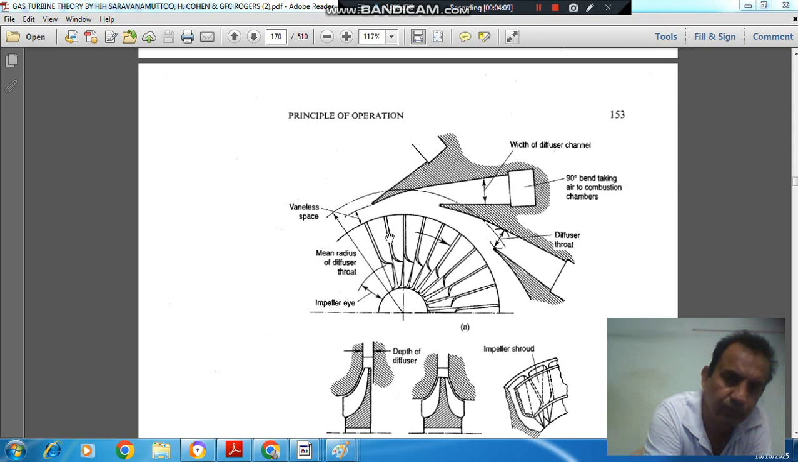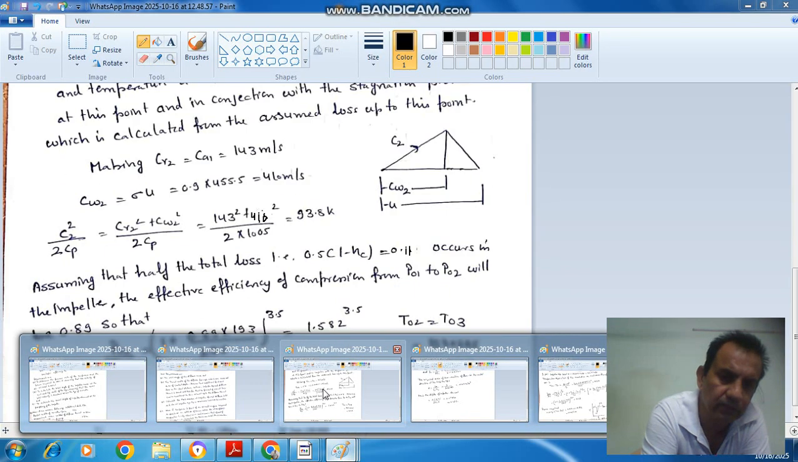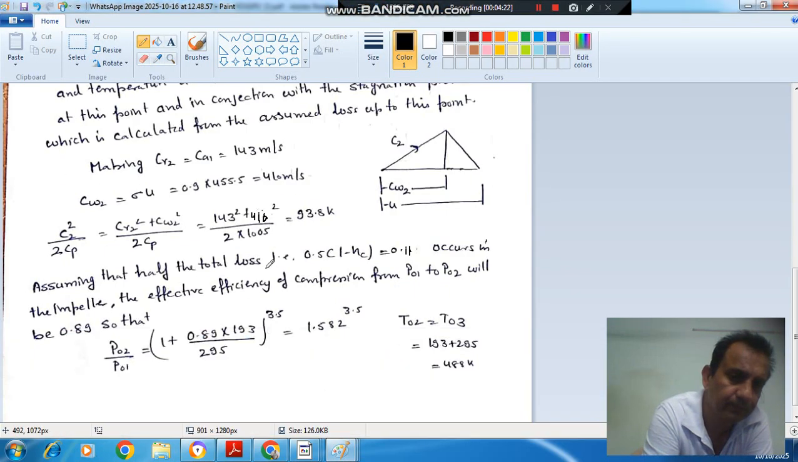Which means the efficiency of the impeller is 1 minus 0.11, or 100 minus 11, that is 89%. So half of the losses are occurring in the impeller and half in the diffuser. Assume that half of the total losses, that is 1 minus this efficiency is your total losses, multiplied by 0.5, will give 0.11 occurring in the impeller and half in the diffuser. Then the effective efficiency from the impeller inlet to impeller outlet will be 0.9.